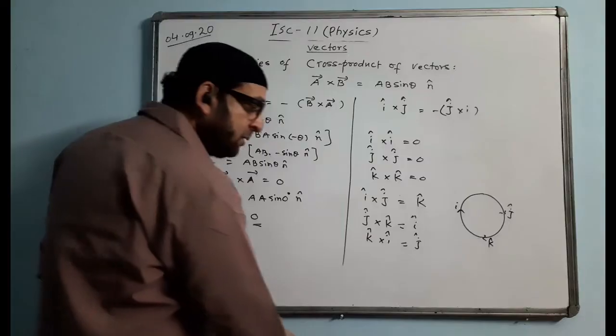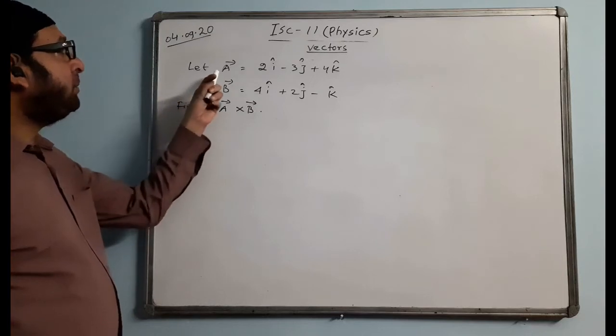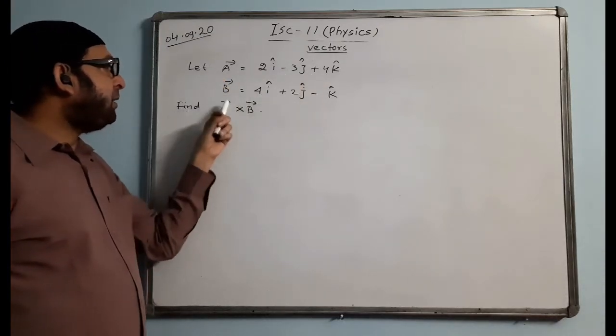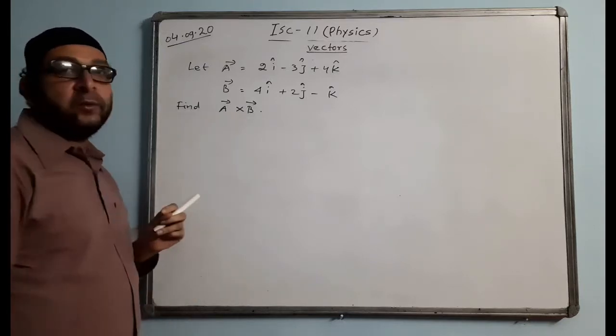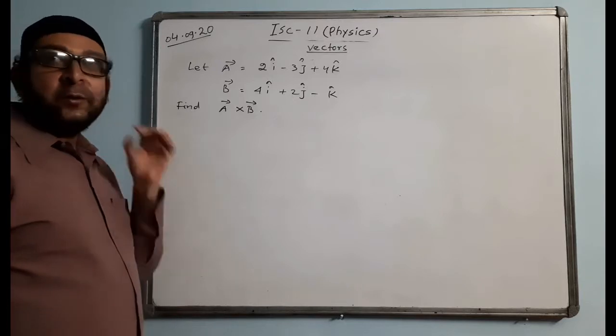So let us see some problems on the cross product. Okay, here is the problem. A is given this, B is given this. We have to find A cross B. This time we have to find the cross product, not the dot product. Last time I taught how to find the dot product. Dot product was quite easy.